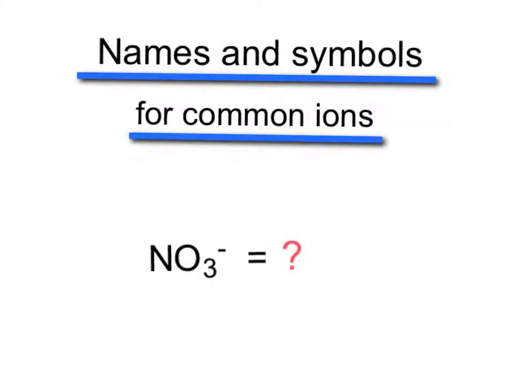Naming compounds and writing out formulas is something that students find very difficult. One of the things that can make that easier is if you're very familiar with the names and symbols for some common ions. Does anybody know what the name for the ion below is? The NO3 minus ion? The name for that one is nitrate.